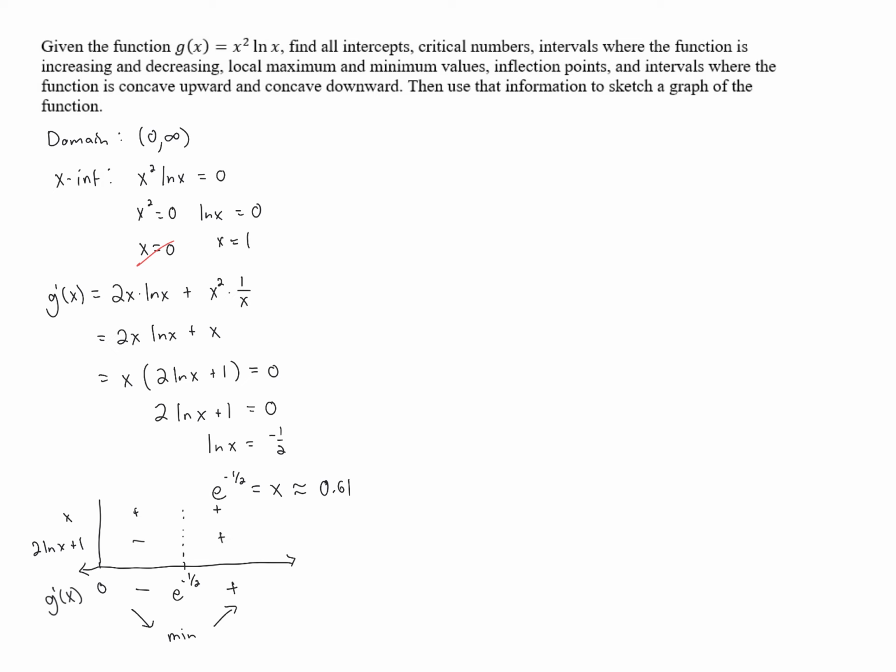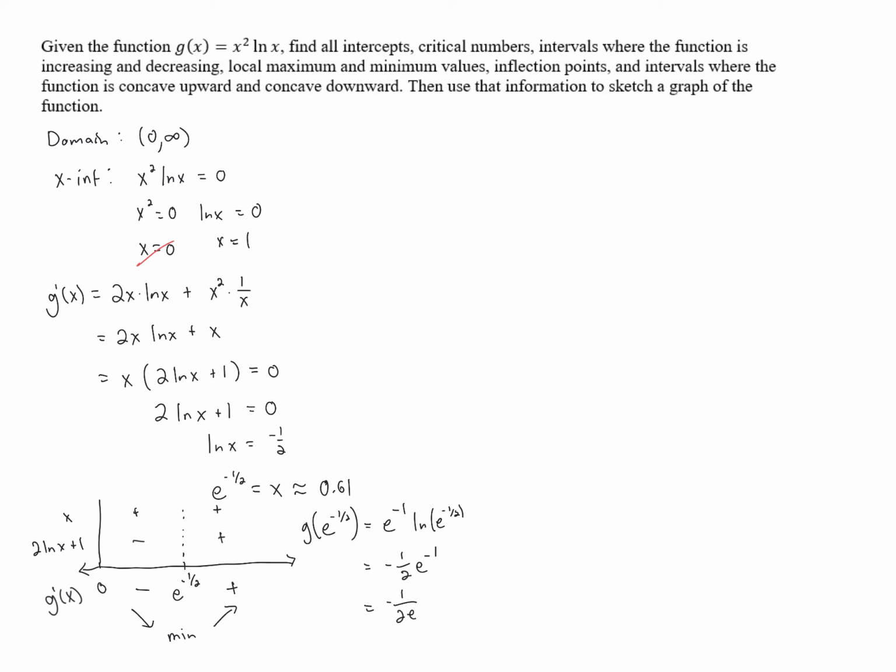If we plug that in to find the function value, g of e to the negative 1/2 is going to be, well, if we square that, that's going to be e to the negative first, because squaring negative 1/2 ends up being negative 1. And then ln of e to the negative 1/2 is just going to be negative 1/2. So it's going to be negative 1/2 e to the negative 1, or negative 1 over 2e.